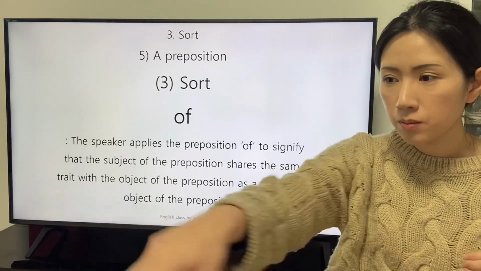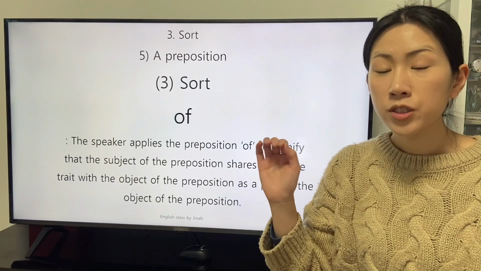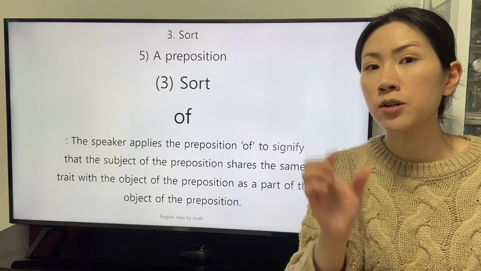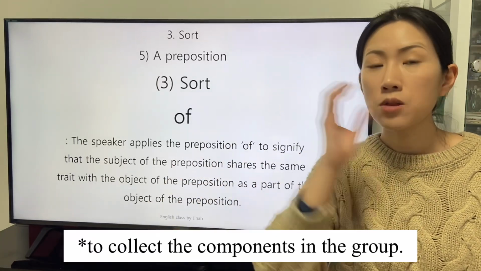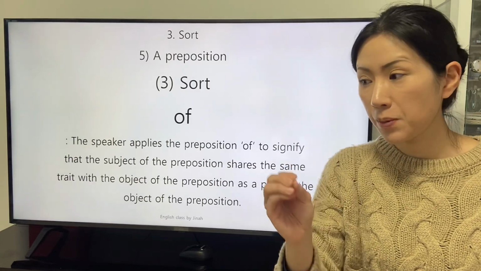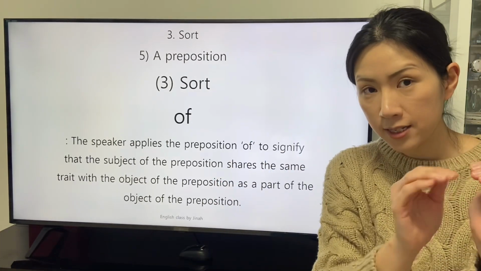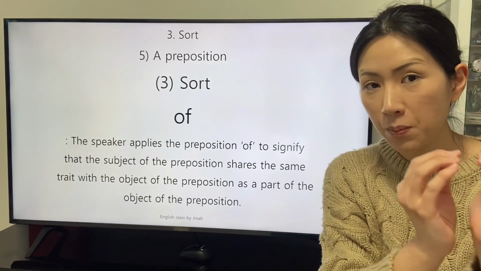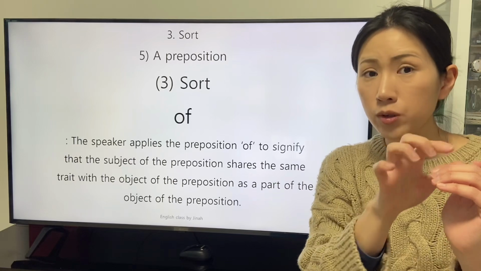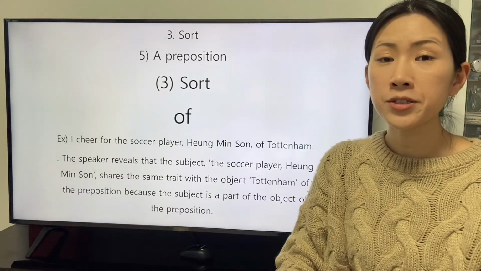The group indicated by the object shares the same trait. The group shares the same trait. The subject of the preposition of is a part of the object. The object of the preposition of has the same trait as a part of the group indicated by the object of the preposition of. There is a clause.